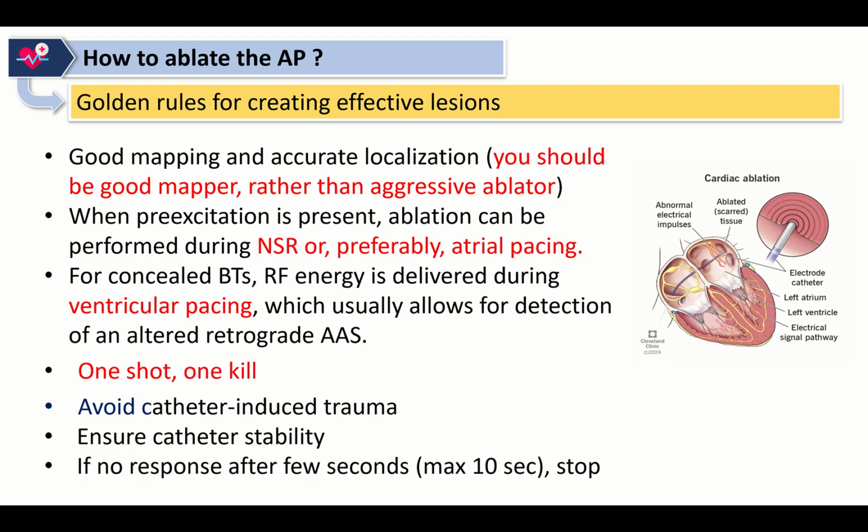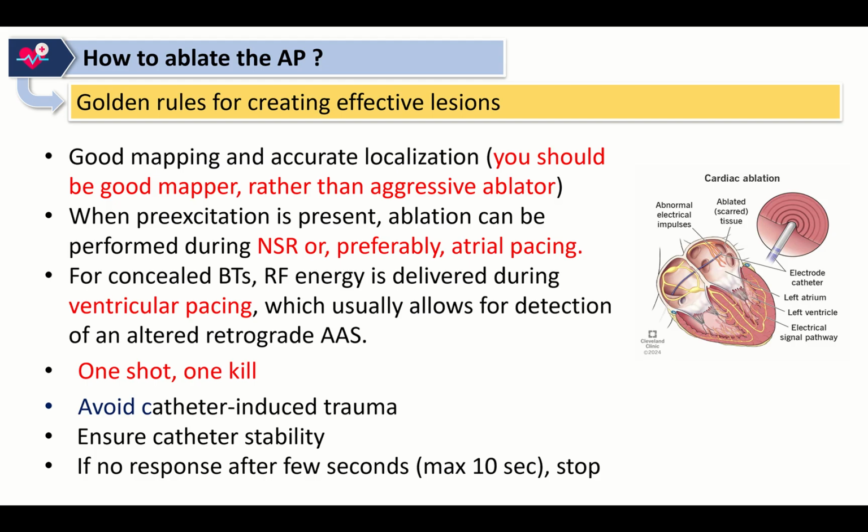Then when pre-excitation is present, ablation can be performed during normal sinus rhythm if manifest pre-excitation, or atrial pacing. In concealed accessory pathway, energy is delivered during V pacing. And the most important golden rule, one shot, one kill. Try to get it the first time. Don't ablate more and more, to avoid catheter-induced trauma.